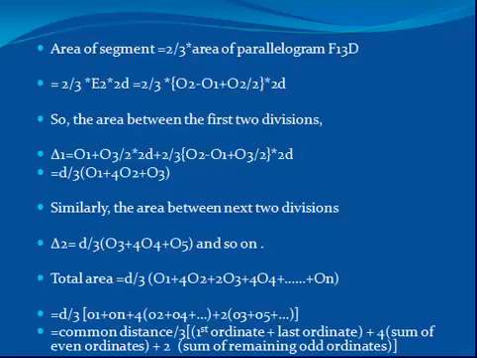on. And this can be stated as common difference divided by 3 into first ordinate plus last ordinate plus 4 times the sum of even ordinates plus 2 times the sum of remaining odd ordinates.